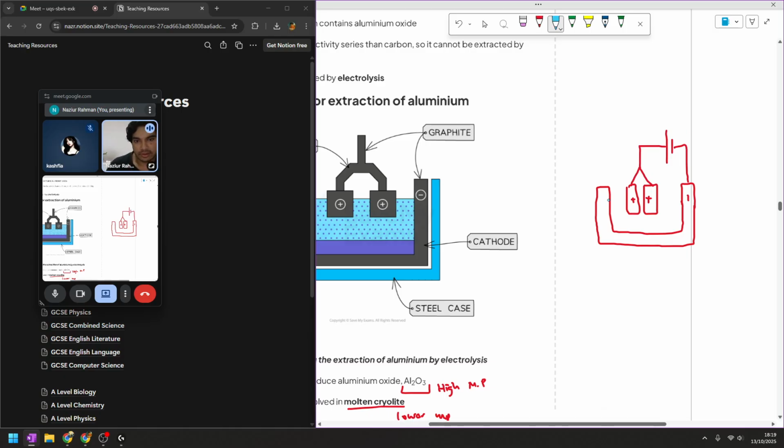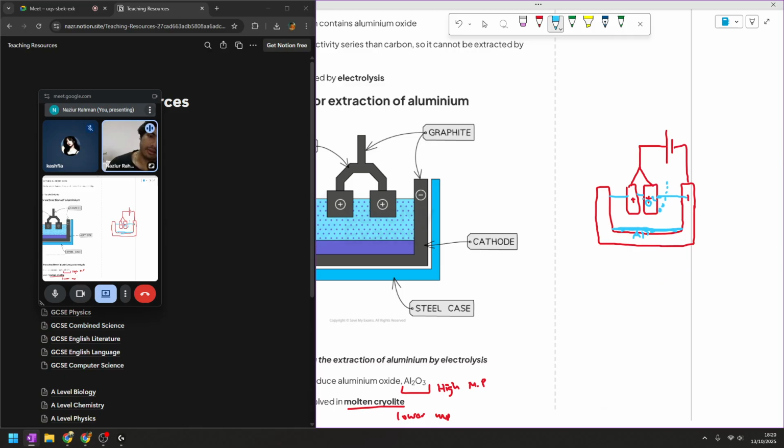Then we fill this with the mixture, with bauxite dissolved into cryolite. In this mixture, you have aluminium ions, Al3+, and oxide ions, O2-. The oxide ions are negative, so they go to the positive electrode, the anode, where they turn into oxygen gas. The gas escapes, and the aluminium ions go to the negative electrode, where they turn into aluminium metal. Because of the high temperatures, you get liquid aluminium metal, molten aluminium, which you can then pipe off.